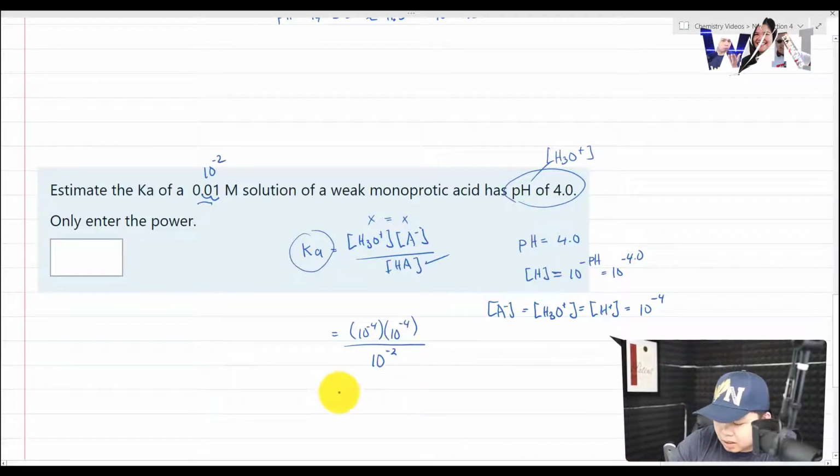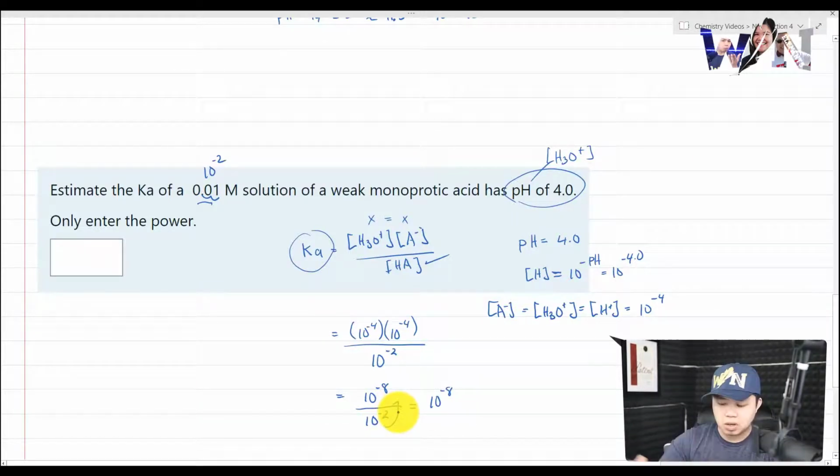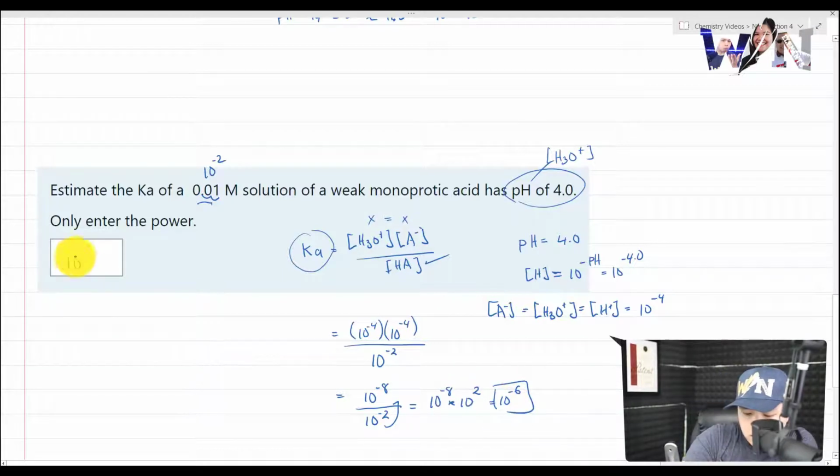What we have here is 10 to the negative 8 divided by 10 to the negative 2. Well, that is equal to 10 to the negative 8. We bring this up, which means we take the reverse of the exponent, times 10 to the second. And when we multiply, we add them together. In this case, 10 to the negative 6. And there you go, 10 to the negative 6.